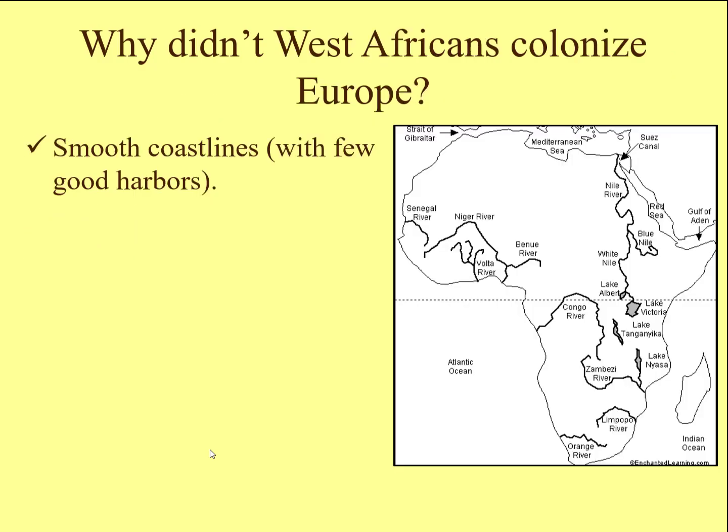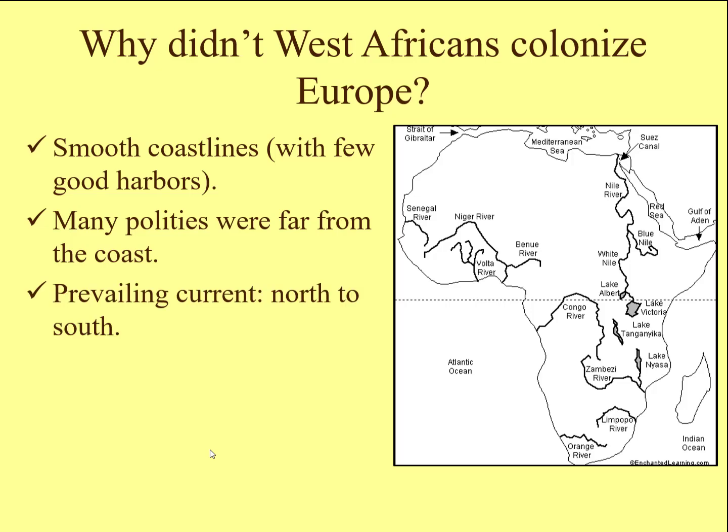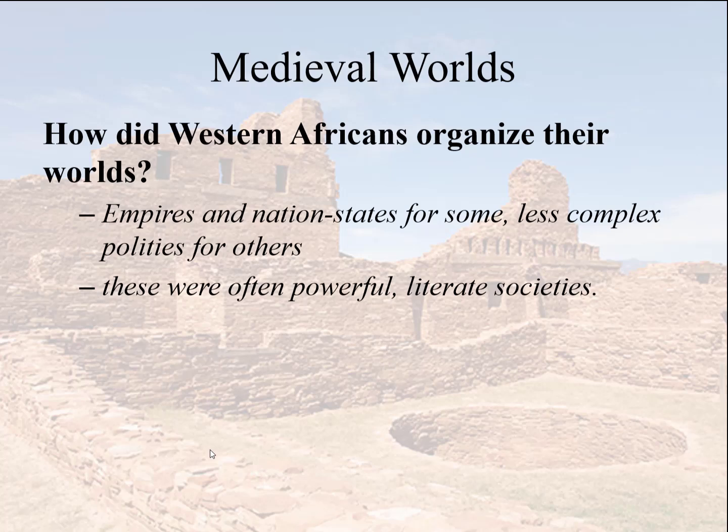However, Central African polities did not colonize Europe. One of the reasons was that they did not have significant navies, because Africa has smooth coastlines with very few good harbors, at least on the western edge of Africa. Many of the most powerful polities were far from the coast, like the Mali Empire. And the prevailing currents in the Atlantic ran from north to south, making it very difficult to sail from Central Africa to Europe. And Western Africa has very few rivers. They're sparse and non-navigable.